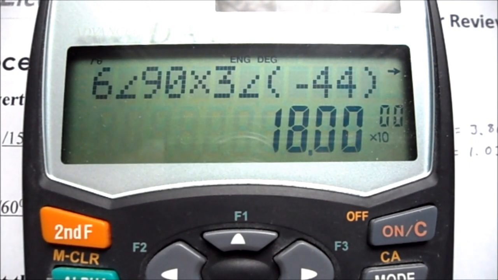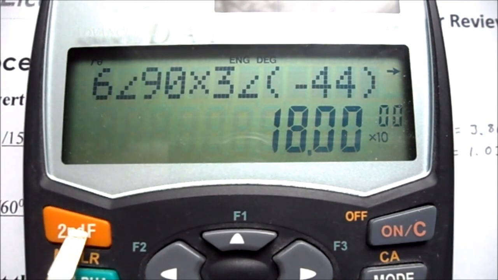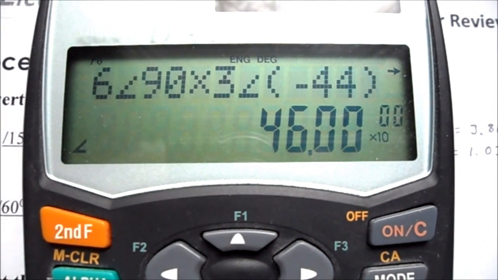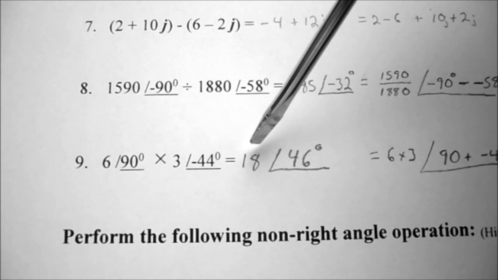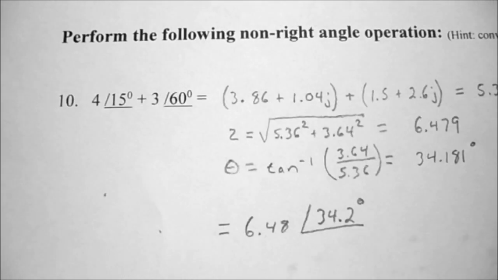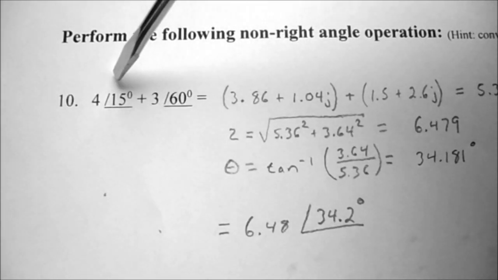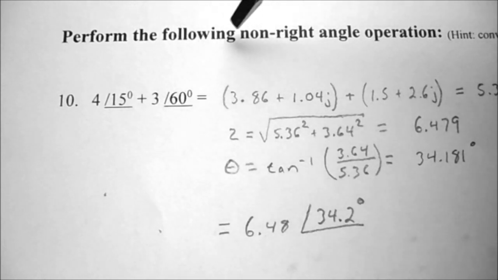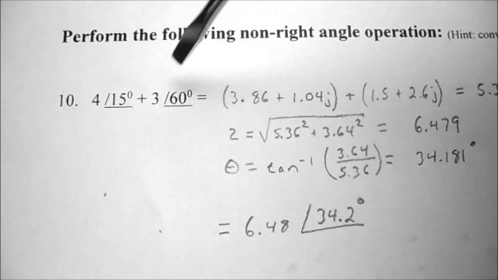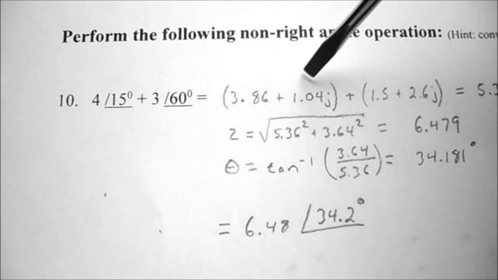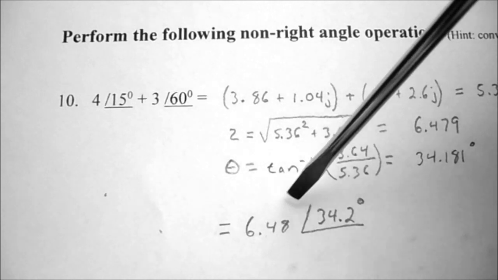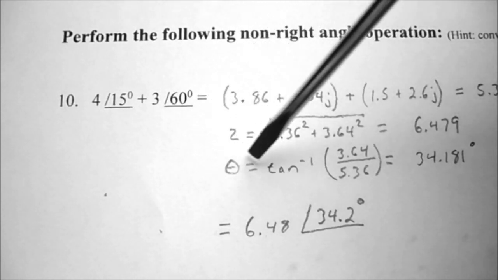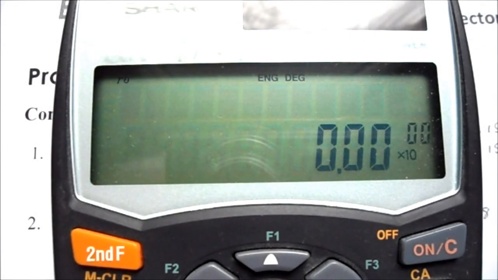You can see the answer is 18, and then I press second function, exp, and it's at an angle of 46 degrees, which is identical to the answer we've got under procedure step number 9. Now under procedure step number 10, we were doing the following non-right angle operation, and we had to convert to rectangular form first, and then convert back to the polar form. Our calculator can do all those steps for us in one go.